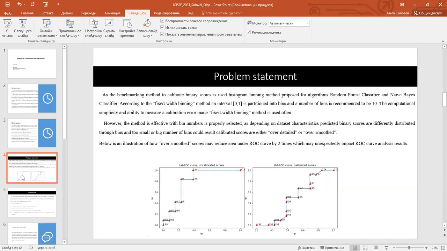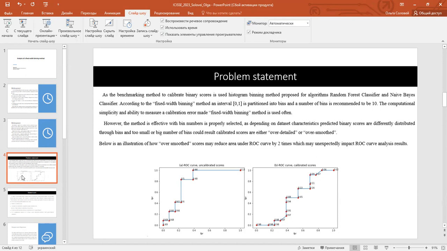As a benchmarking method to calibrate binary scores, a histogram binning method is used, which was proposed and proved efficient for random forest classifiers and Bayes classifiers. The method is called fixed width binning, and according to this method, the interval from 0 to 1 is partitioned into bins, and the number of bins is a constant. It is the number 10. The computational simplicity and ability to measure calibration error made this method often used.